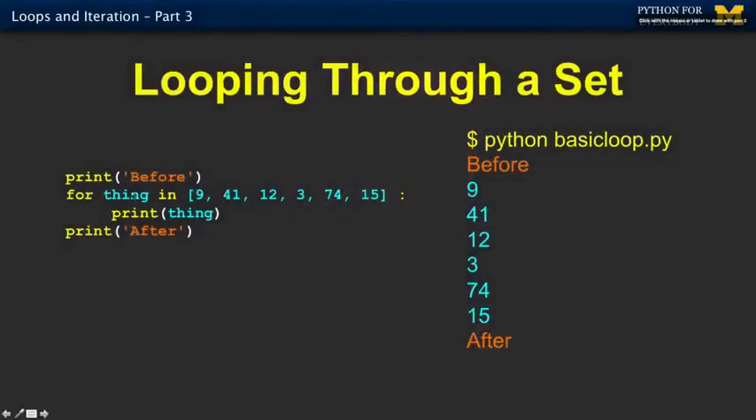So here's the little loop that we're going to do, and I'm going to do this over and over again. And these numbers, you're going to get tired of these numbers. For some iteration variable in 9, 41, 12, 3, 74, 15. We print out a before. So we're going to do something before the loop, we're going to do something during the loop and after the loop. Right now I'm just printing everything out, so you kind of see how the loop works.